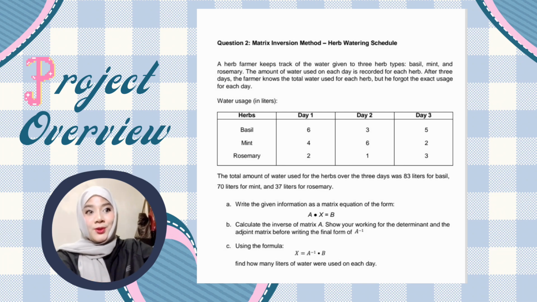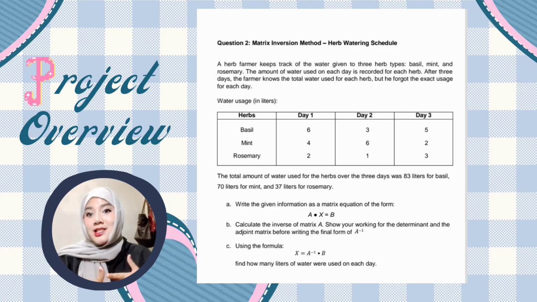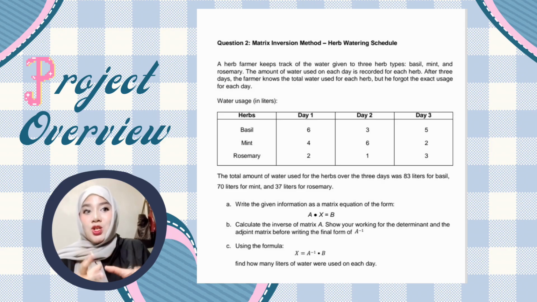Now look at the table. From day 1 to day 3, basil used 6 liters, 3 liters, and 5 liters. Meanwhile, mint used 4 liters, 6 liters, and 2 liters. And lastly, rosemary used 2 liters, 1 liter, and 3 liters. So these numbers represent how much water was used on each day. The totals given are basil 83 liters, mint 70 liters, and rosemary 37 liters.